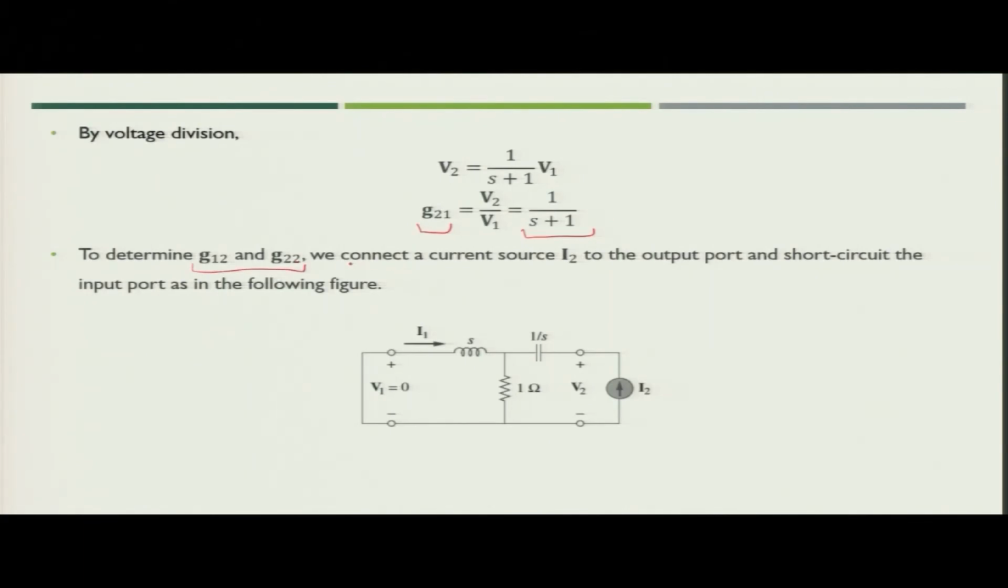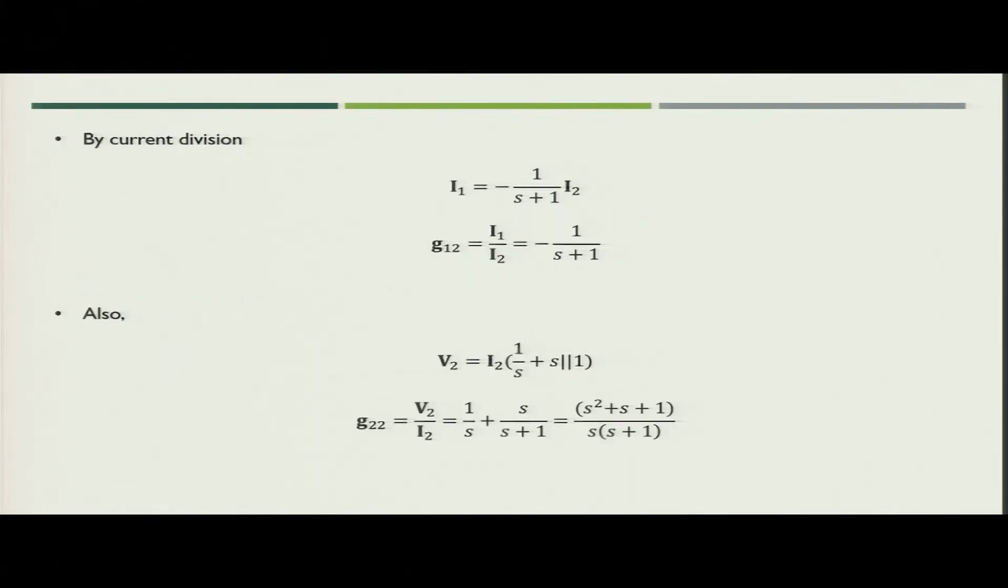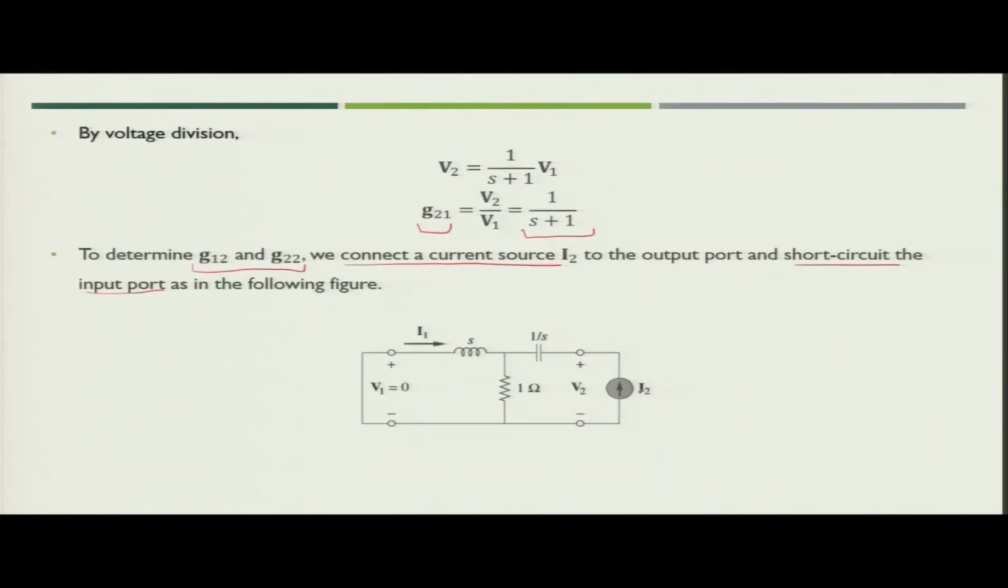For that we have to connect a current source I2 to the output port and short circuit the input port. So we will short circuit the input port, that means V1 is now equal to 0, and we will apply I2 as a current source at the output terminal. Now we need to find out the value of G12 and G22. So we will use the current division. Here if you see, the current I2 is flowing in the 1 ohm resistance as well as in the inductor.